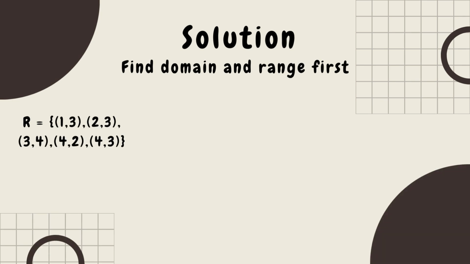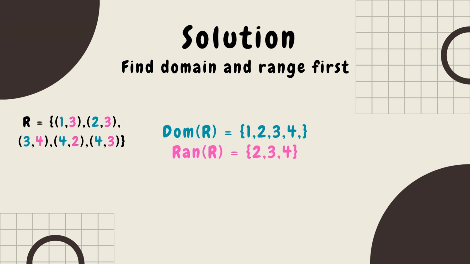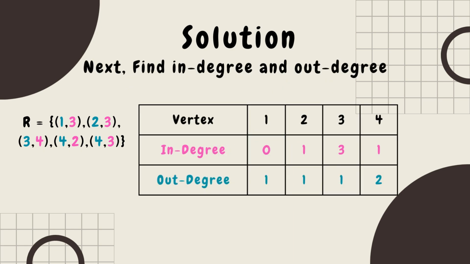Let's start by finding the domain and range. The domain is the set of all first elements in the pairs: 1, 2, 3, and 4. Meanwhile, the range is the set of all second elements: 2, 3, and 4. Next, let's find the in degree and out degree for each element. First one, out degree is 1, in degree is 0. Second one, out degree is 1, in degree is 1. Third, out degree is 1, in degree is 3. Fourth, out degree is 2, in degree is 1.